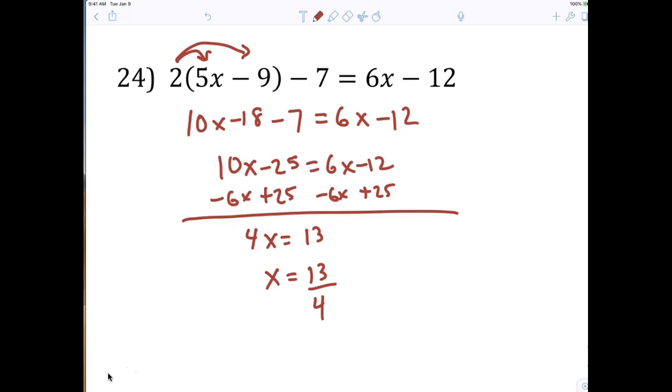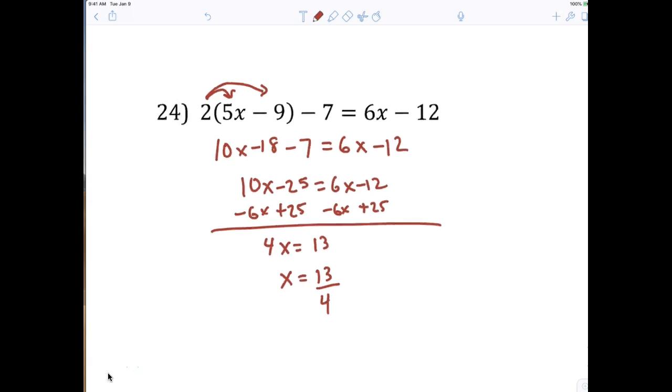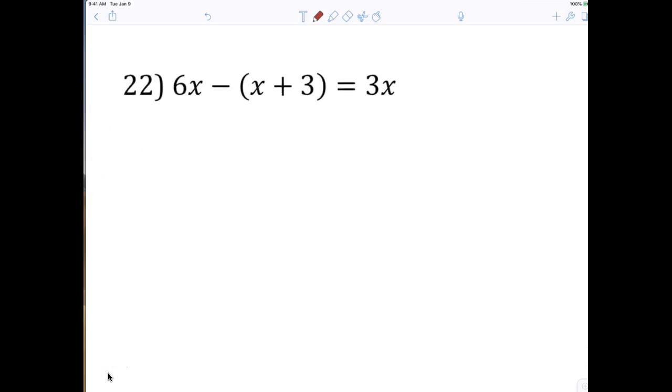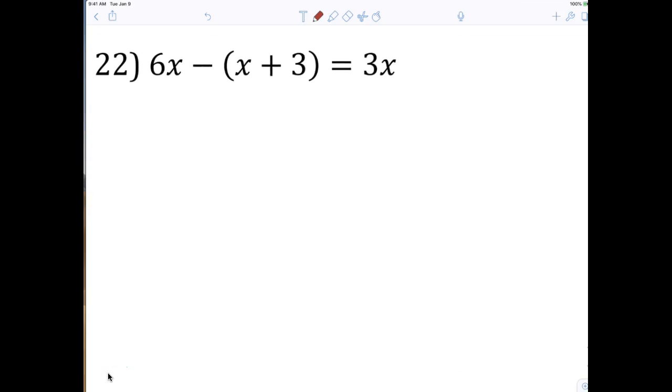Everybody good? All right, here we go. 22. Now here we're just distributing a negative. So this would be 6x minus x minus 3. And what is 6x minus x? 5x. Gosh.